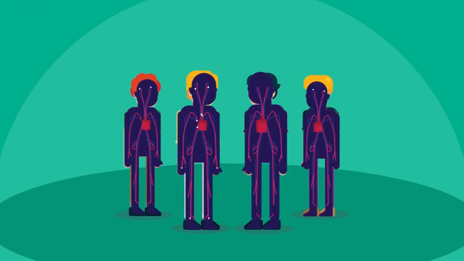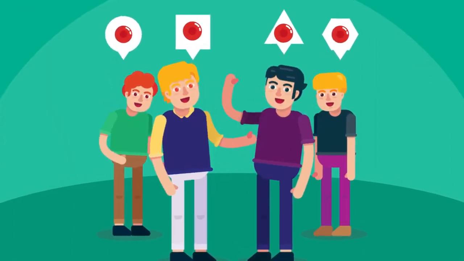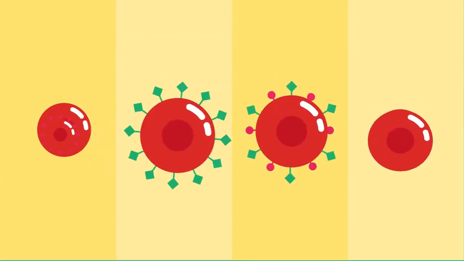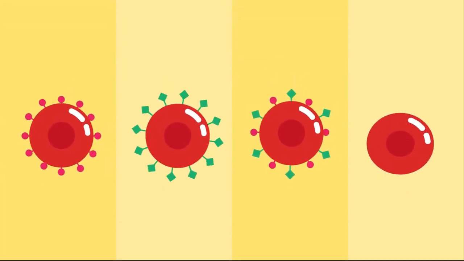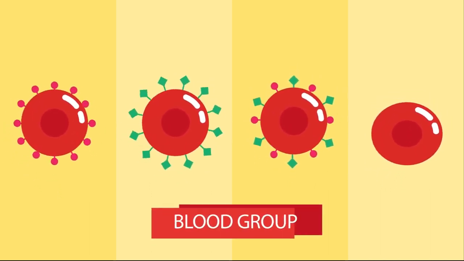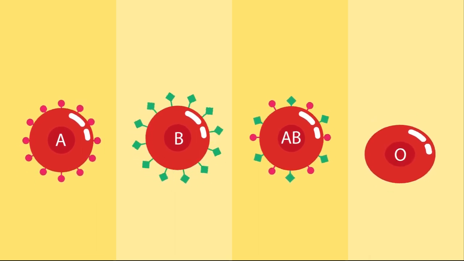It is the mechanism of blood in the bodies of living organisms which can differentiate one individual from another based on the presence or absence of specific antigens in blood. This system is called blood group. There are 4 blood groups: A, B, AB, and O.